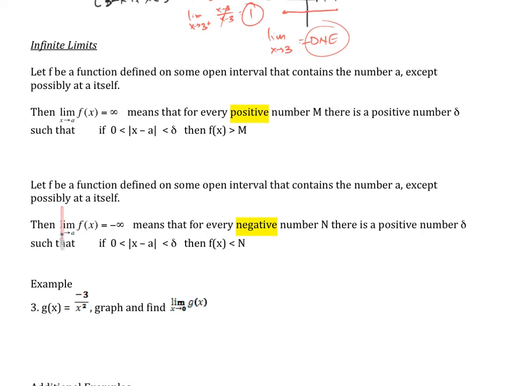Now we could do negative infinity. Let f be a function defined on some open interval that contains a number a, except possibly at a itself.